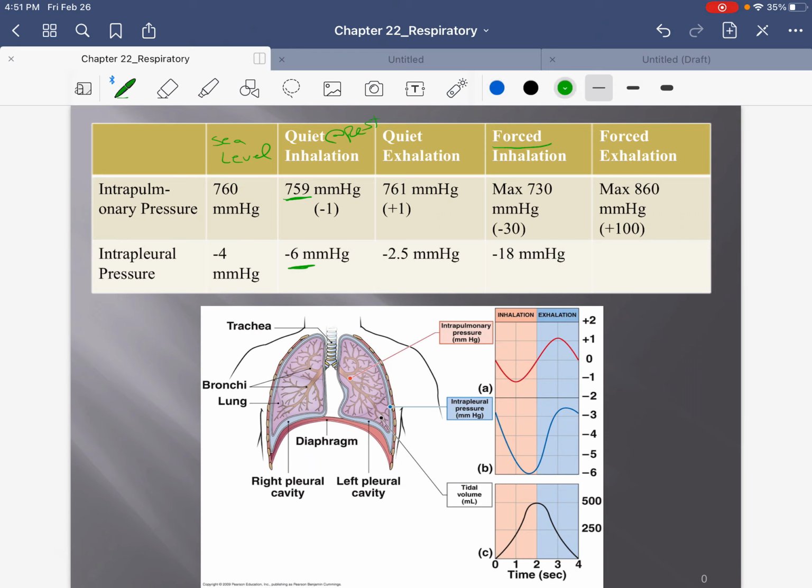When we do forced inhalation, we increase the volume of the lungs more, which reduces the pressure more. So at rest, we may only reduce the intrapulmonary pressure 1 below sea level, below the atmosphere. When I'm forcefully inhaling, I'm going to reduce the pressure in my lungs to a greater degree, which develops a bigger pressure gradient, so more air comes in.